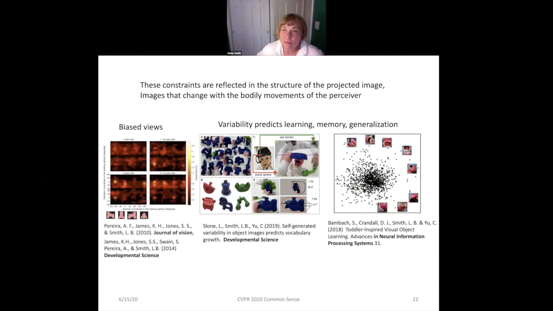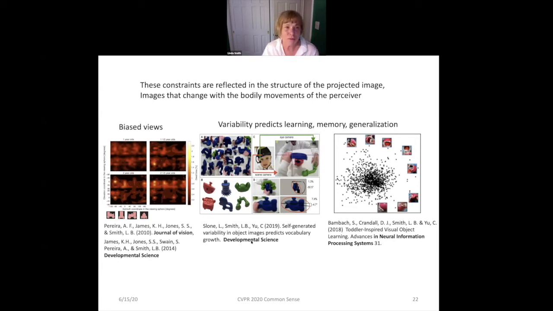And what we have been discovering in looking at the structure of children's egocentric views of objects as they're actively interacting with them is that those geometric constraints on objects are reflected in the structure of the projected image in ways that I think are very, very clear. So what you're going to see in the projected image is constrained by the geometry of the object, and by the spatial relation of the perceiver to the object.